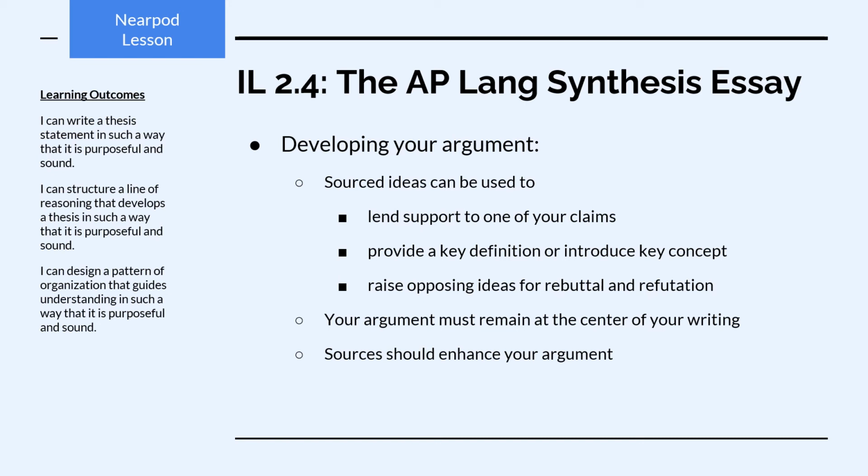You could also use sourced ideas to provide key definitions or introduce key concepts that are just important for your reader to understand when you're making your argument. Lastly, you can also bring up sourced ideas as a means of raising ideas for rebuttal and refutation. Yeah, you can certainly say, according to source C, the writer says this, however, the writer is wrong and here's why. Yeah, that's perfectly fine. You don't just have to use them to support what you're saying.